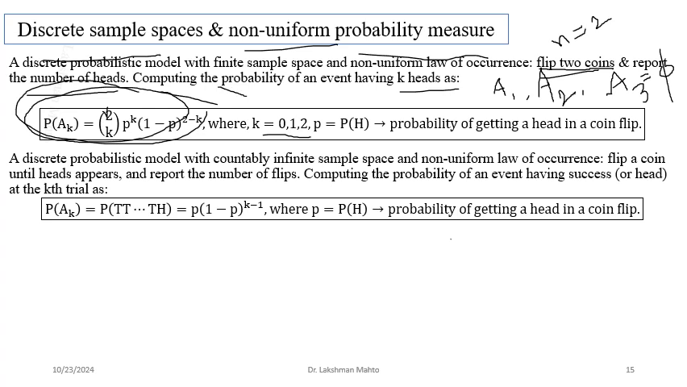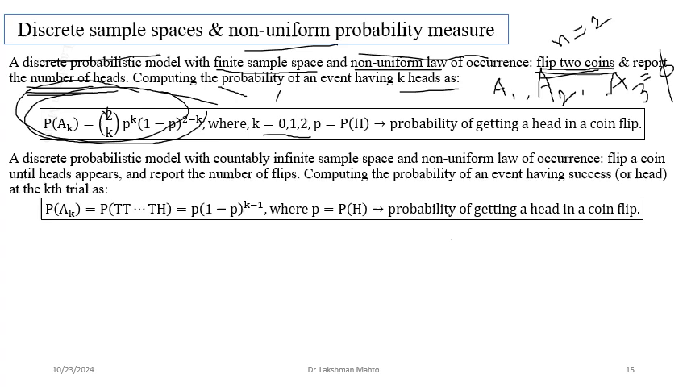Okay, so I am talking about a finite sample space and non-uniform law. This one. Okay. So here the situation is one kind of binomial distribution. I will talk about it again later. Here you are tossing two coins together, and you are reporting the number of heads. So based on the number of heads, you are defining events.